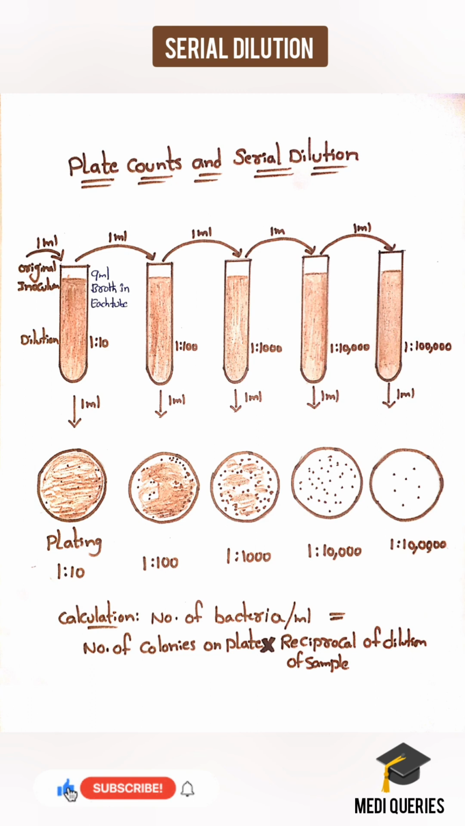The dilutions will be made for 1:10, 1:100, 1:1000, 1:10,000, 1:1 lakh. So the dilution should be made up to 1:1 lakh in order to make the bacteria easy to count. So here there is a small calculation for counting of the bacteria. After forming the colonies, we will count the number of bacteria by using this formula. That is, number of bacteria per ml is equal to number of colonies on a plate times the reciprocal of the dilution of the sample. This is how we will conduct the serial dilution.